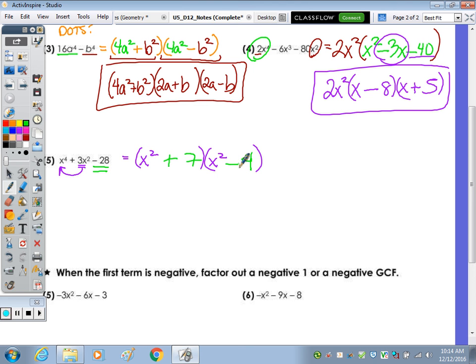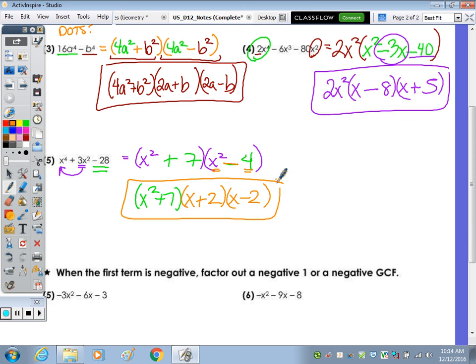Okay, so that one was a little bit different. We didn't have a GCF, but now we're going to have to factor again. x squared plus 7 is not a perfect square, and also it's a sum, so we're going to bring that down. But x squared minus 4 is the difference of two perfect squares. So set up your two parentheses, x times x, signs are different, and 2 times 2 is 4.